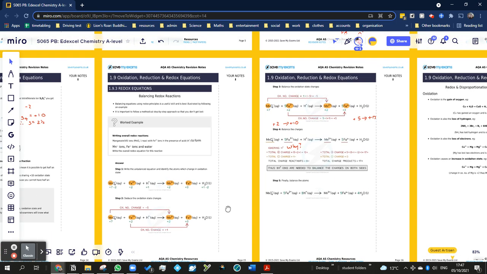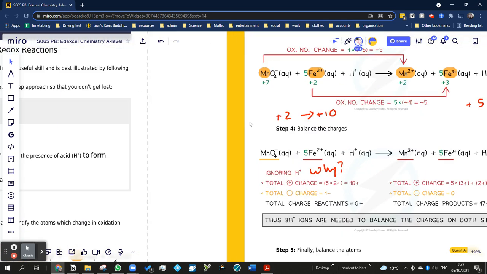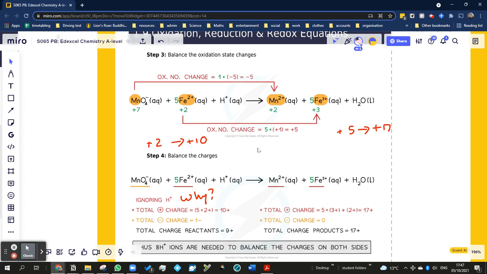So what we want is for the total oxidation number change to be zero, basically. So one of them will go down by -5, and the other one has to go up by +5. And the only way that we can do that is by multiplying the iron by 5, and then the total oxidation state change of the iron is going to be +5, and with the manganese is -5. So that's step 3.